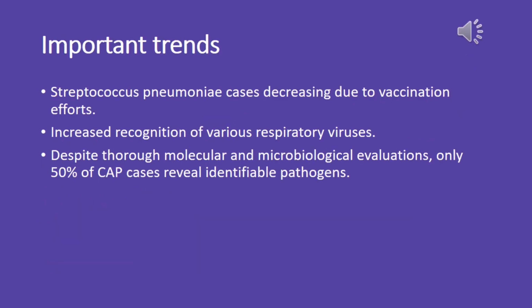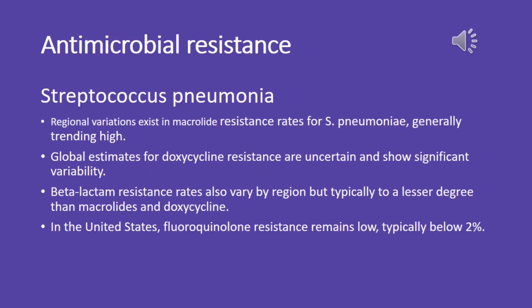Important trends. Streptococcus pneumoniae cases are decreasing due to vaccination efforts. There is increased recognition of various respiratory viruses. Despite thorough molecular and microbiological evaluations, only 50% of CAP cases reveal identifiable pathogens. Antimicrobial resistance. When it comes to Streptococcus pneumoniae, not all regions are created equal. Macrolide resistance rates vary, often trending high in different areas around the globe. As for doxycycline resistance, it's a bit of a mystery with uncertain global estimates and significant variability.